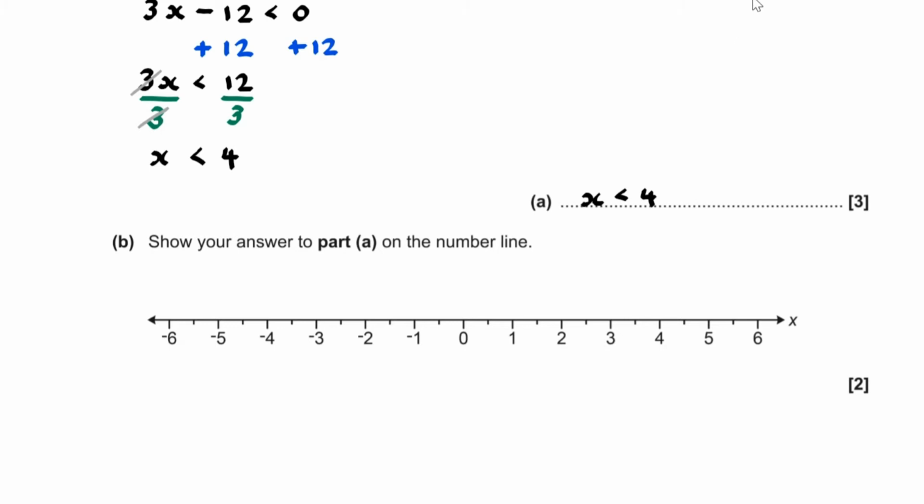We now have to represent our solution on a number line. Well, here is the solution. We have x being less than 4, so the arrow points towards the left. We do not fill in this circle.